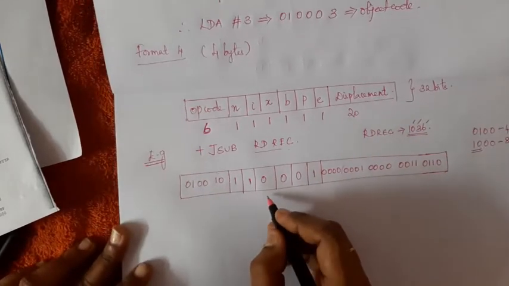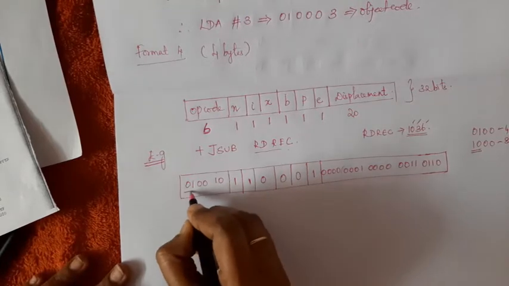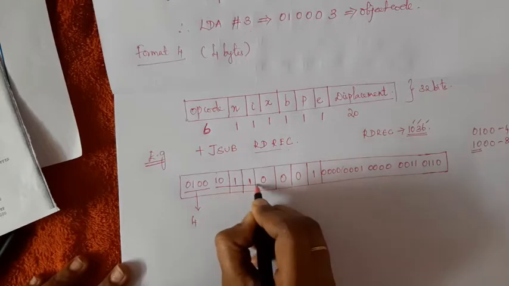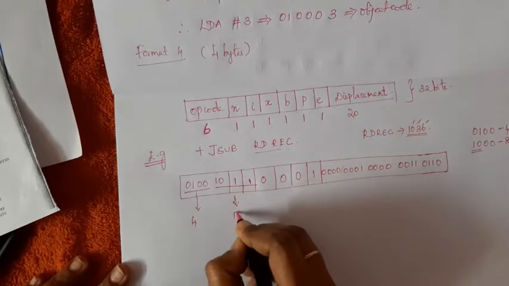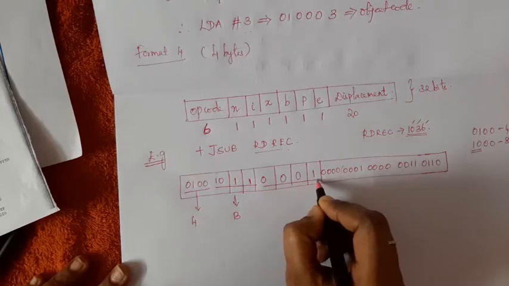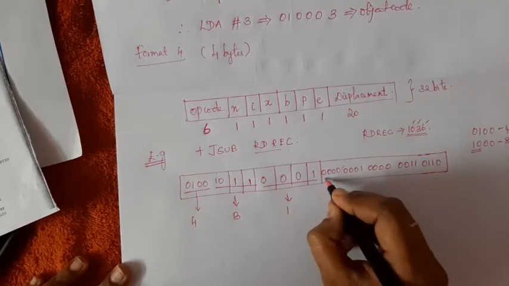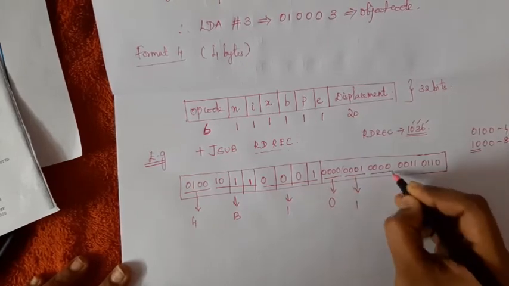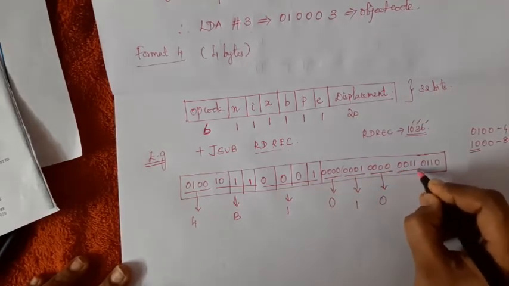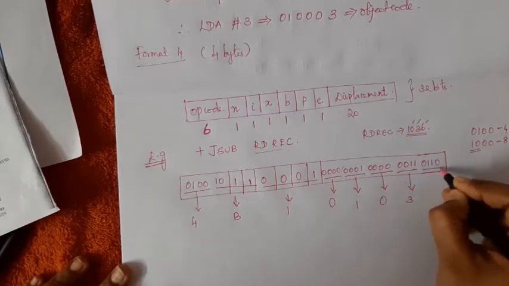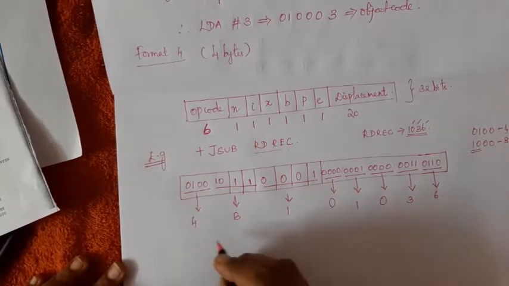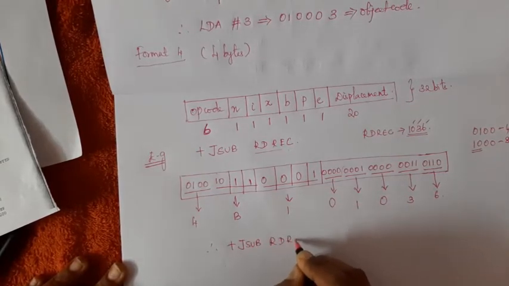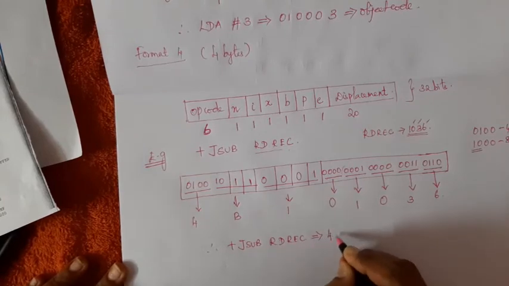And now we have to find the object code. Okay. So we compare this one. This is 4. Okay. So we compare 1011 here. This would be B. Okay. And we compare this 0001. This is 1. And we compare this 0, 1, and again 0, and here again 3, and this is 6. Okay. Now the object code for JSUB RD REC would be what?